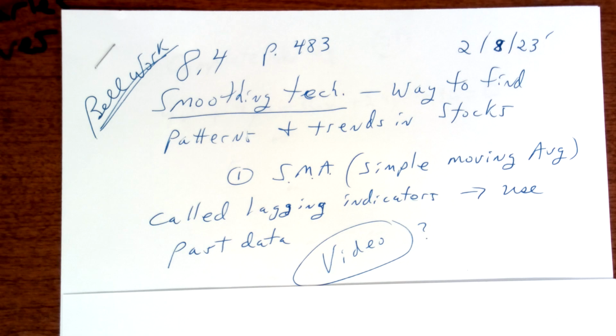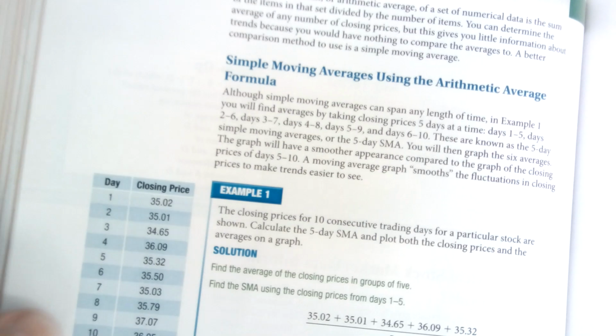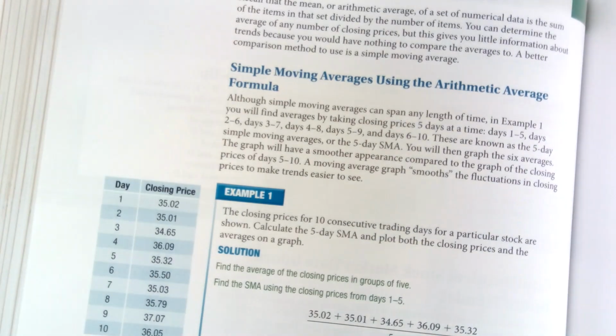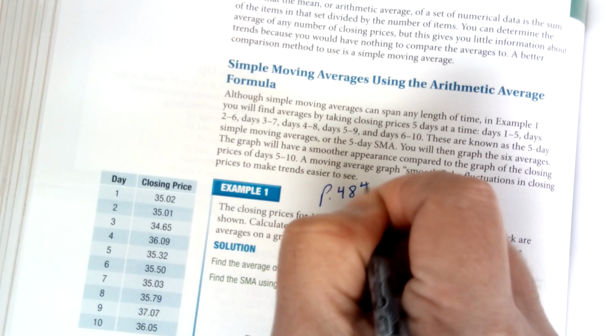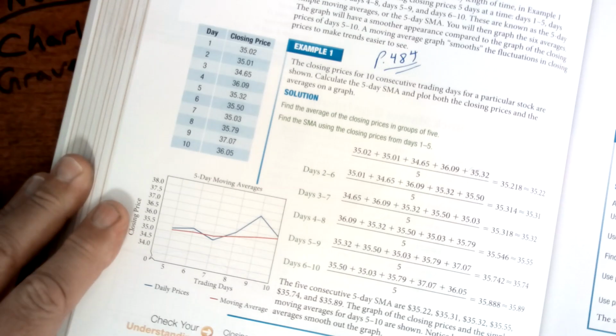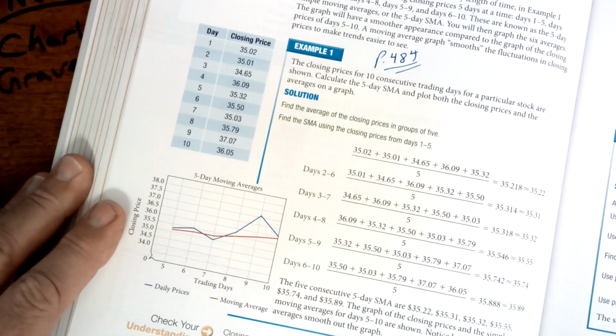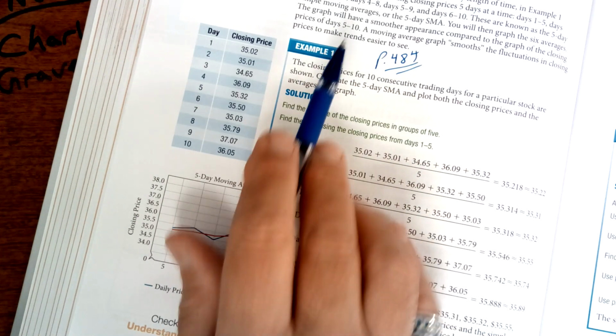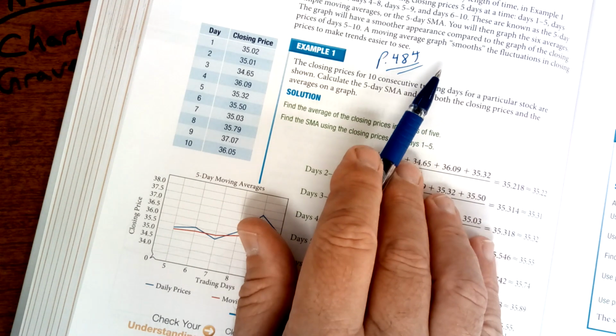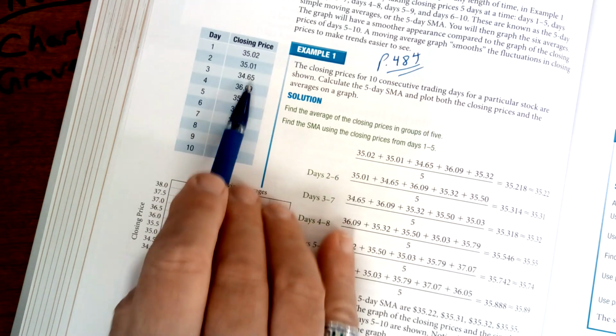Now, what I want you to do is turn to page 484. There are two ways to do this, and you're going to need your book to figure this out. So listen carefully. This one gives you 10 consecutive trading days, the closing price. Here they are, 10 of them.